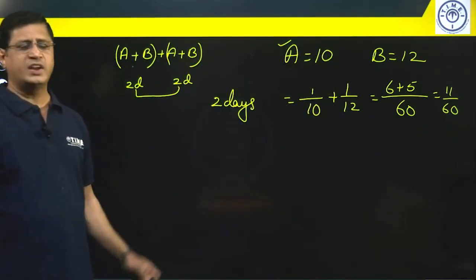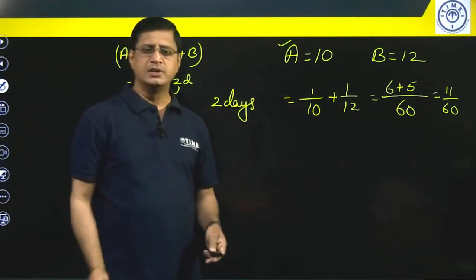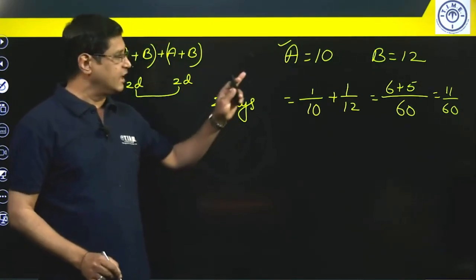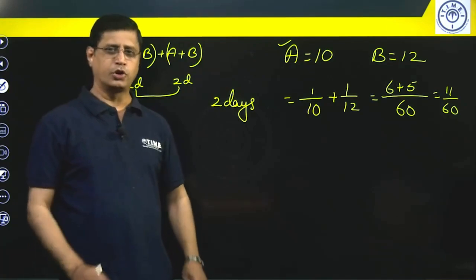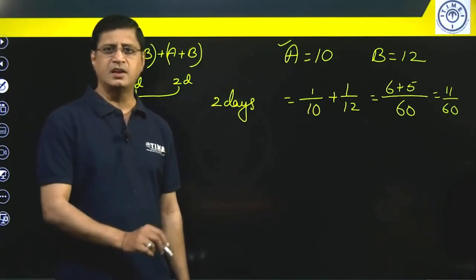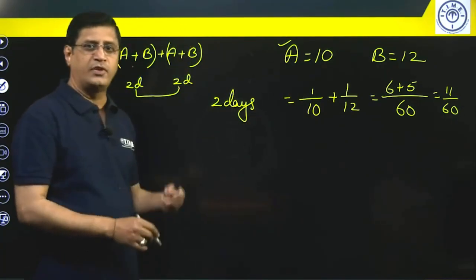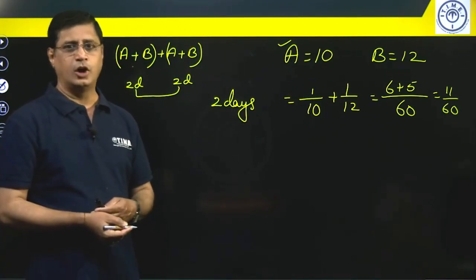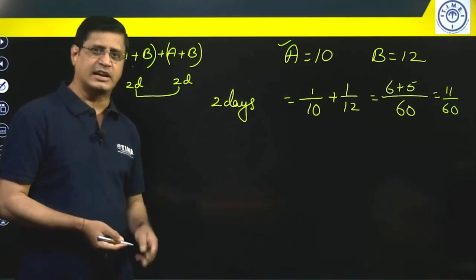11/60. Now what is this 11/60? In 2 days working alternately, beginning with A, 11 parts out of a total of 60 parts are completed. So the total work is 60 units, and in that, 11 units are completed. Now, how many times 11 is equal to 60? It is not exactly divisible by 11. 60 is not exactly divisible.